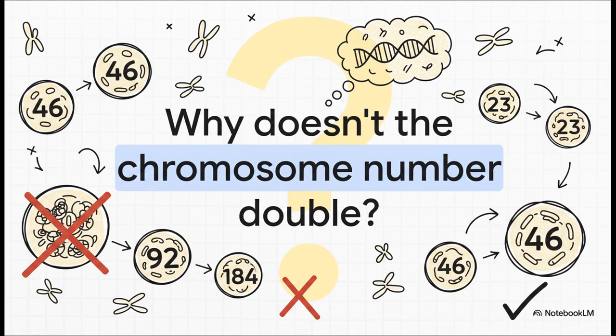If a male cell with 46 chromosomes fused with a female cell with 46 chromosomes, the next generation would have an unsustainable 92 chromosomes. The generation after that, 184. It would literally be a chromosome explosion. So how on earth does nature prevent this from happening?